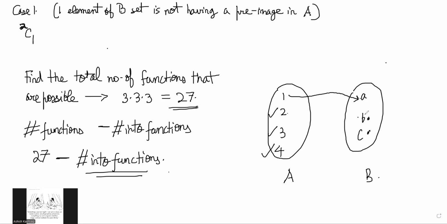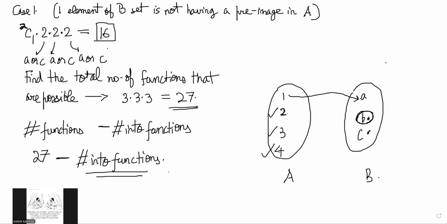Let's say we have selected B, and B is the element that will not be linked to anything, right? So now you have to do 2, 3, 4, and for 2, 3, 4, you have two choices, A and C only. You cannot link them to B, right? So there are two choices for 2, two choices for 3, two choices for 4. Basically, they can be linked to A or C, A or C, A or C, right? So this is basically going to come out to be 16. 16 functions are there which have missing B element, right? The B is not linked to anything.